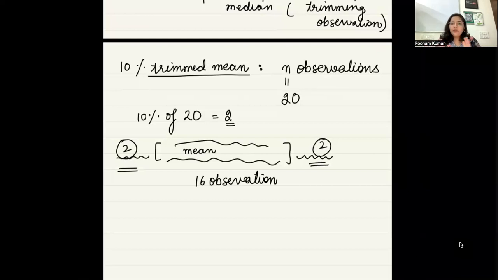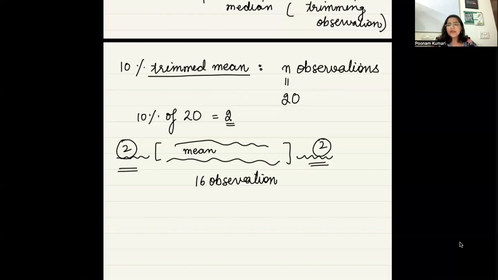So 10% trimmed mean means you remove 10% of observations on the left and 10% of observations on the right, and then calculate the mean of whatever data is left. Is that clear?